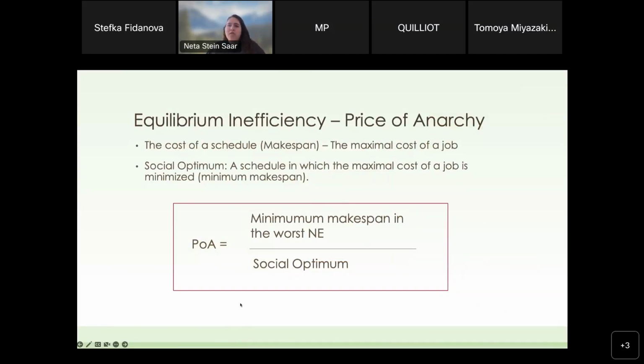So how do we measure our equilibrium? Because we can have many costs for the equilibrium. So first of all, the cost of a schedule, also called the makespan, is the maximal cost of a job, which is also the load on the most loaded machine in the schedule. And the social optimum is the schedule where the maximal cost is minimized, also called the minimum makespan. So our measurement is the price of anarchy, called POA, which is the ratio between the makespan in the worst Nash equilibrium and the social optimum.